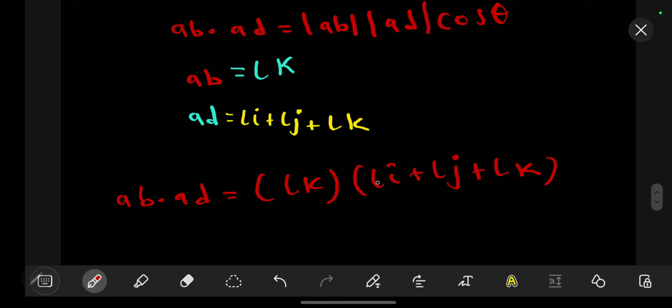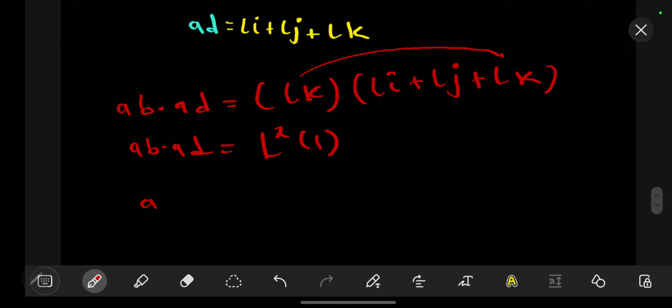our LK times. Here, how we multiply the dot product is just the same, the ones that have similar things. So already your AB dot AD should be equal to, your LK times LK will be equal to just L squared, because k times k, if you multiply them like that, it's just equal to a positive 1. So k times k is 1. So this is how the dot product AB dot AD is giving us L squared.